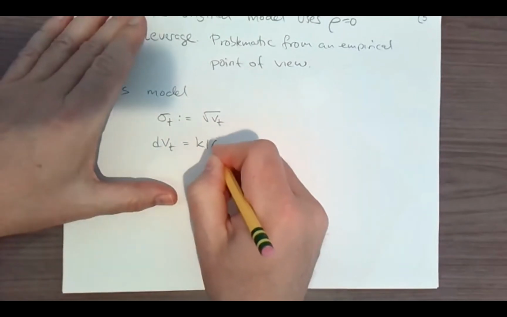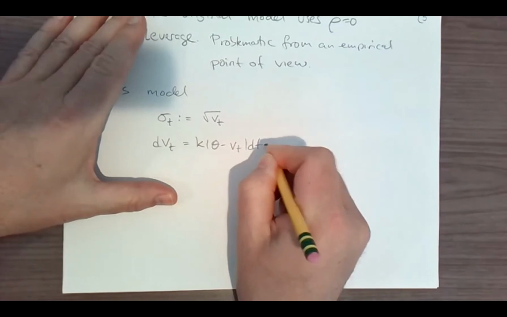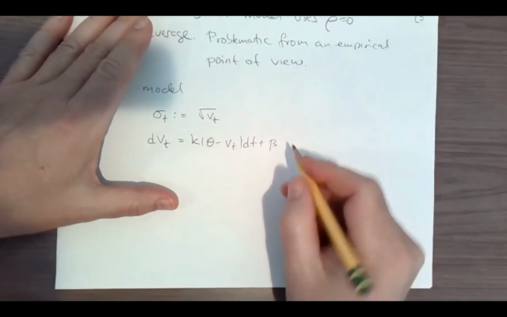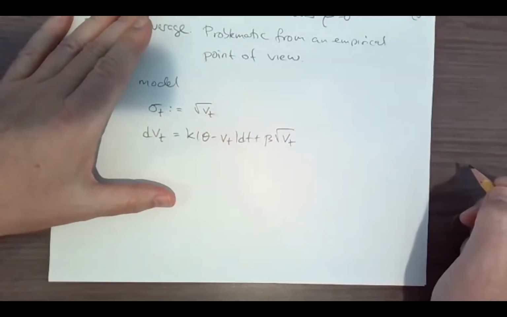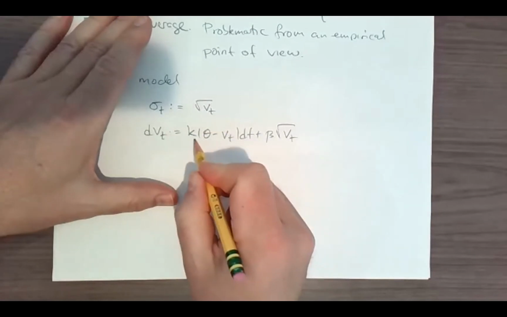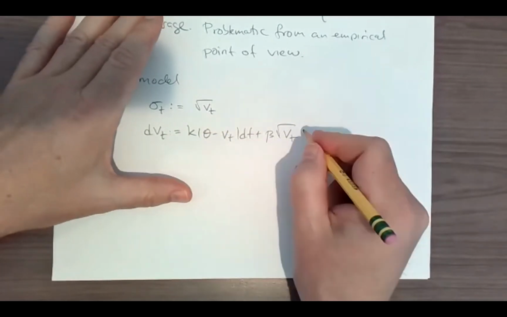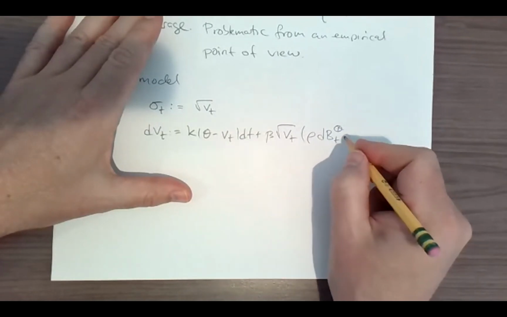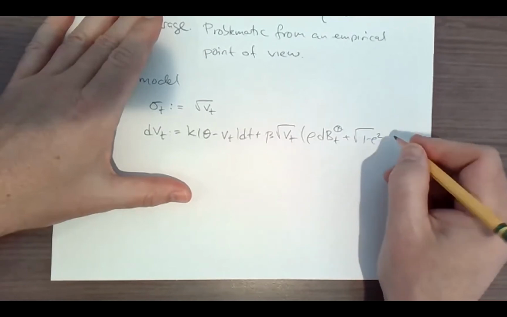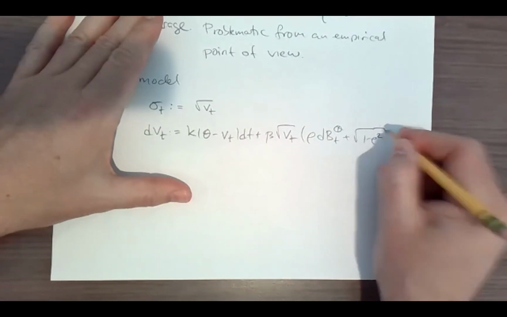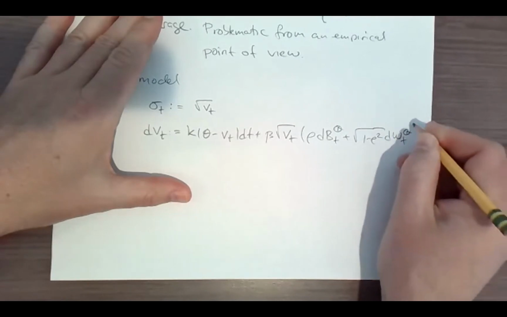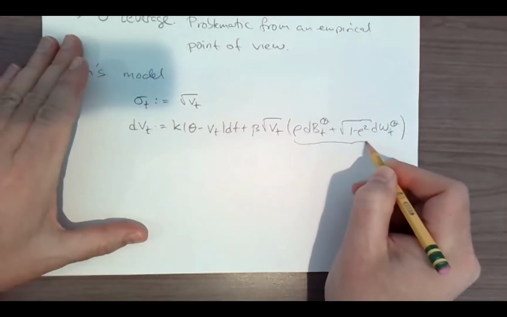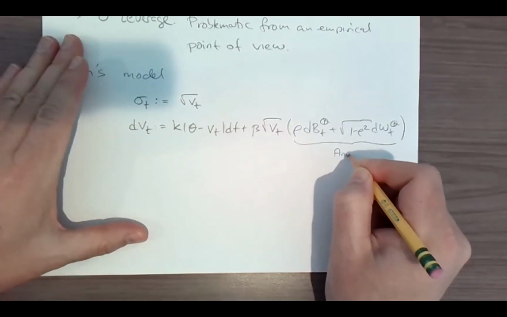So you'll have kappa times theta minus Vt dt, plus the volatility of the volatility. So dVt, this is kappa, so this is an affine function of V, and then you have your beta, you have your rho with respect to the Brownian motion that drives the stock, and then square root of 1 minus rho squared. Right, so the reason we use this decomposition here is because this here is another Brownian motion.